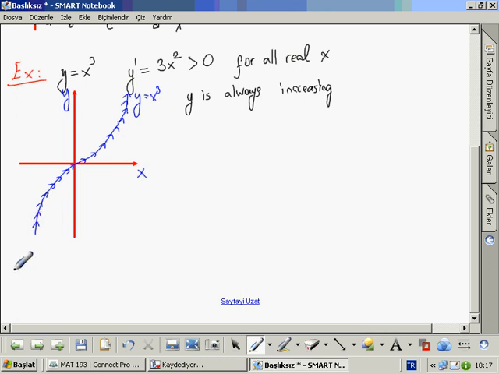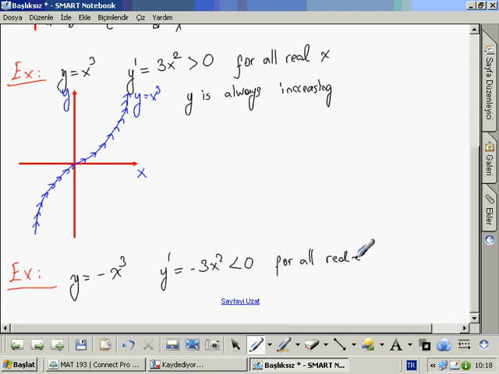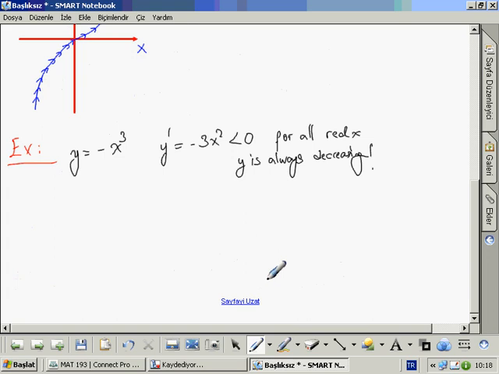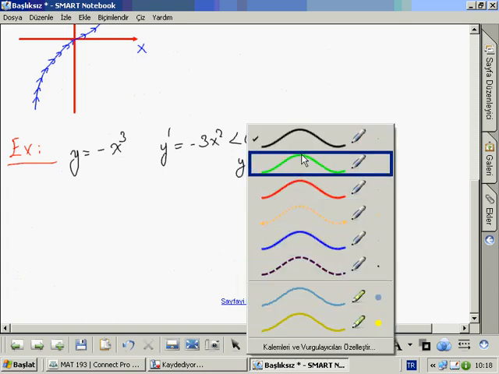Let me write another example. If y equals minus x cubed, so y prime equals minus 3x squared, and we know that it's less than 0 for all real x, and we can say y is always decreasing. Okay, let me define the concavity.